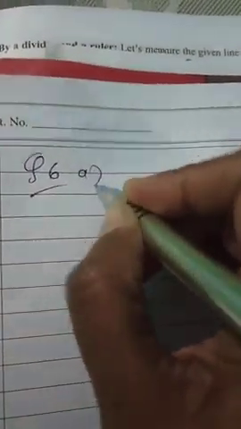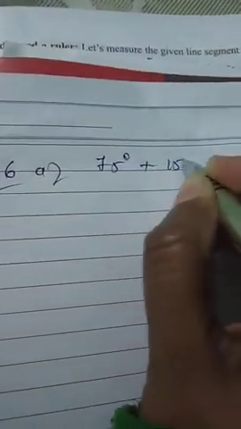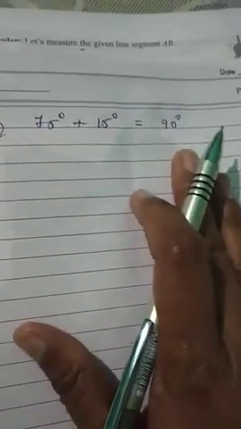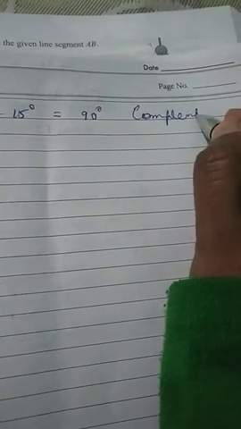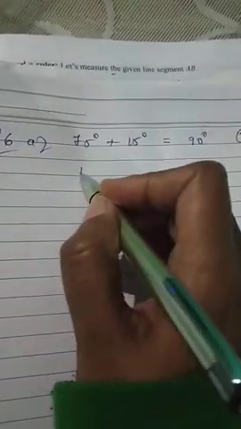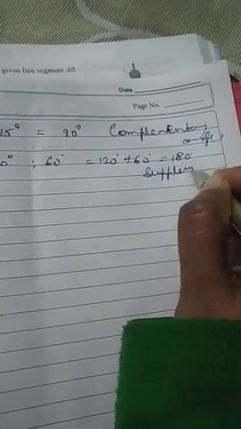You will write it like this. Question number 6A. 75 degree plus 15 degree, that is equal to 90 degree. So which type of angle pair is this, whose sum is 90? So it is complementary angle. Okay. Next is 120 degree and 60 degree. So just add up 120 degree plus 60 degree, that is equal to 180 degree, and sum is 180 means it is supplementary angle.